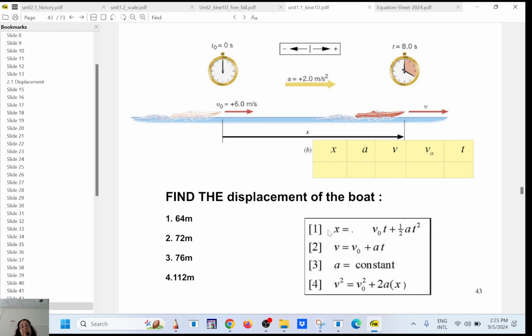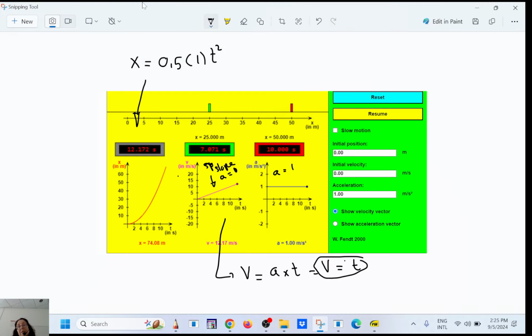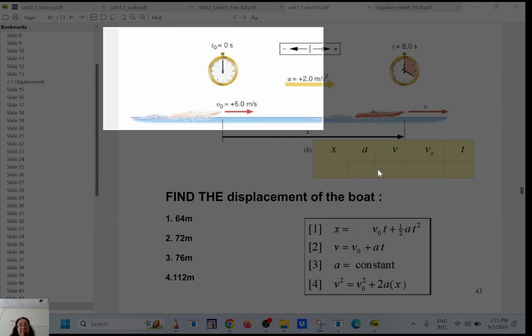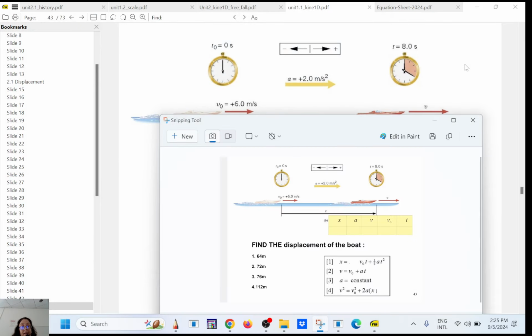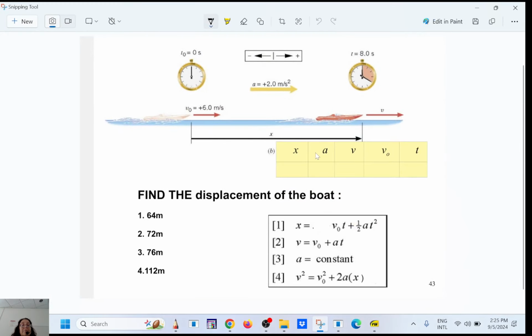Okay, so I'll show you one way to do it, step by step. You can make a table here. So I can put a displacement here. What do we know? Initial velocity is 6. Acceleration is 2. Time elapsed is 8, so I put 8.